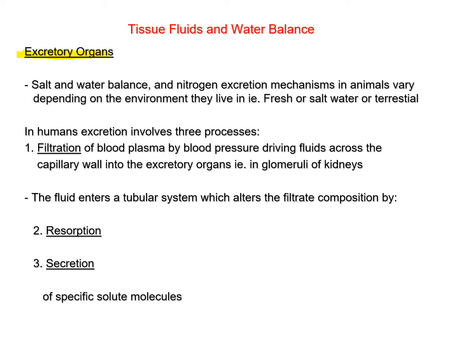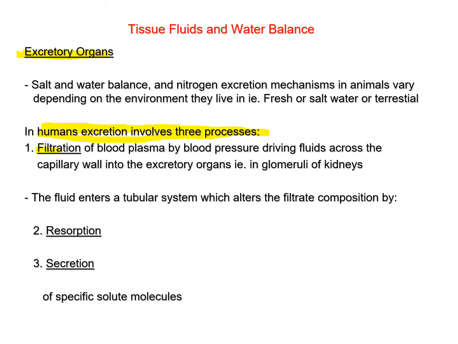But the mechanisms involved in maintaining appropriate levels of salt, water, and nitrogen depend upon the environment that the organism is living in, whether it's a terrestrial organism like humans, or an aquatic organism in freshwater or saltwater. The mechanisms are in fact different. In humans, excretion involves 3 processes. These 3 processes are what the kidneys do.